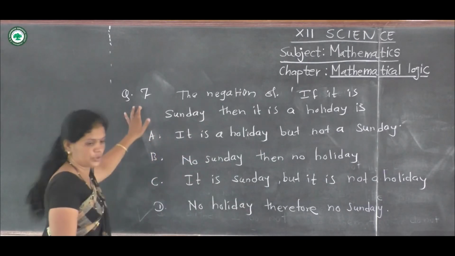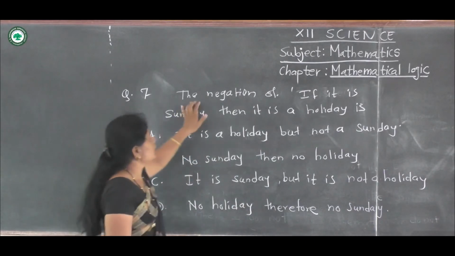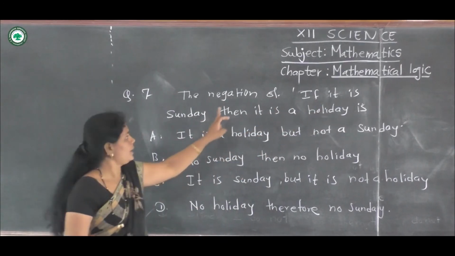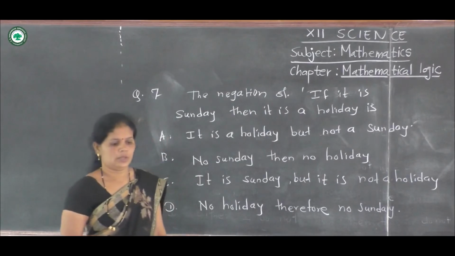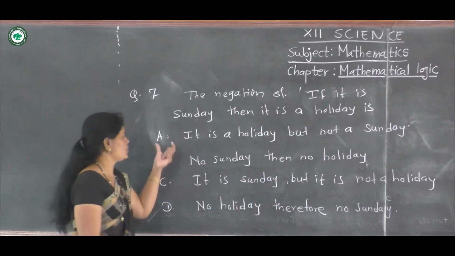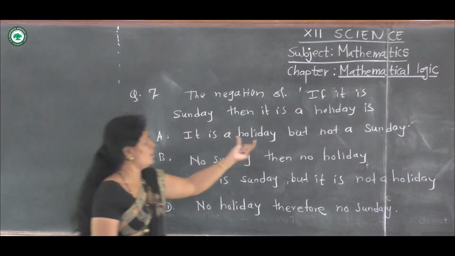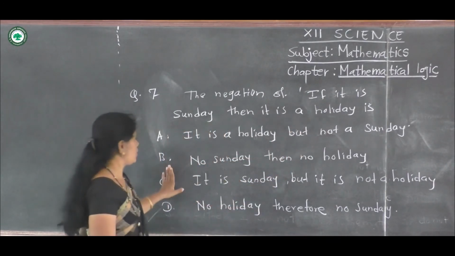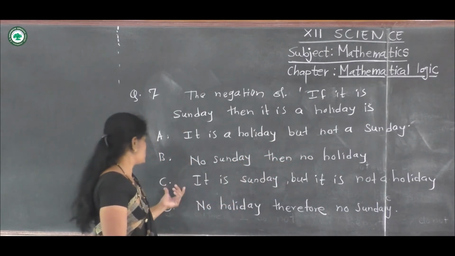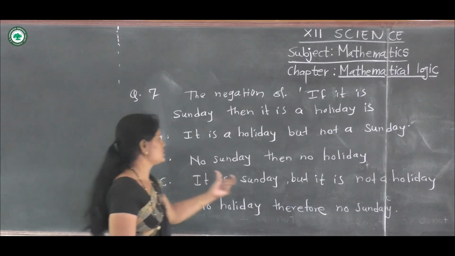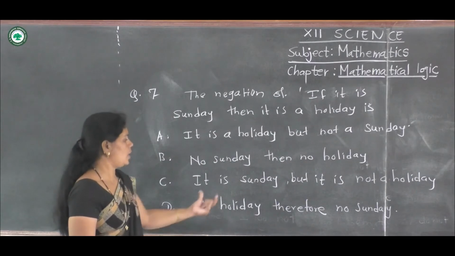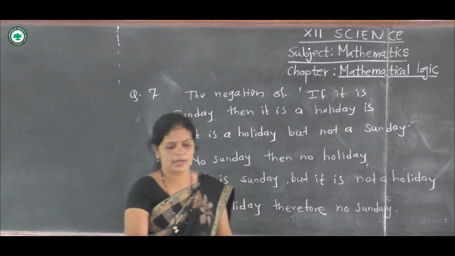Next question, question number 7. The negation of "If it is Sunday, then it is holiday." First option A, it is holiday but not a Sunday. Second option B, no Sunday, then no holiday. Third option C, it is Sunday but it is not a holiday. Option D, no holiday, therefore no Sunday.